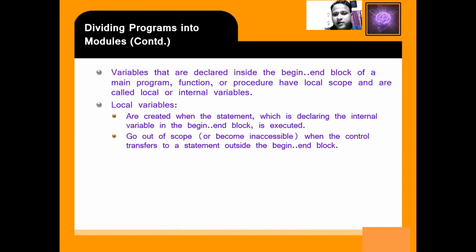Next, variables that are declared inside the begin and end block in a main program or function or pseudocode have the local scope and are called local or internal variables. Local variables are created when the statement declaring the internal variable in the begin and end block is executed. So a local variable is defined inside a function, inside a procedure, or inside the begin and end block.